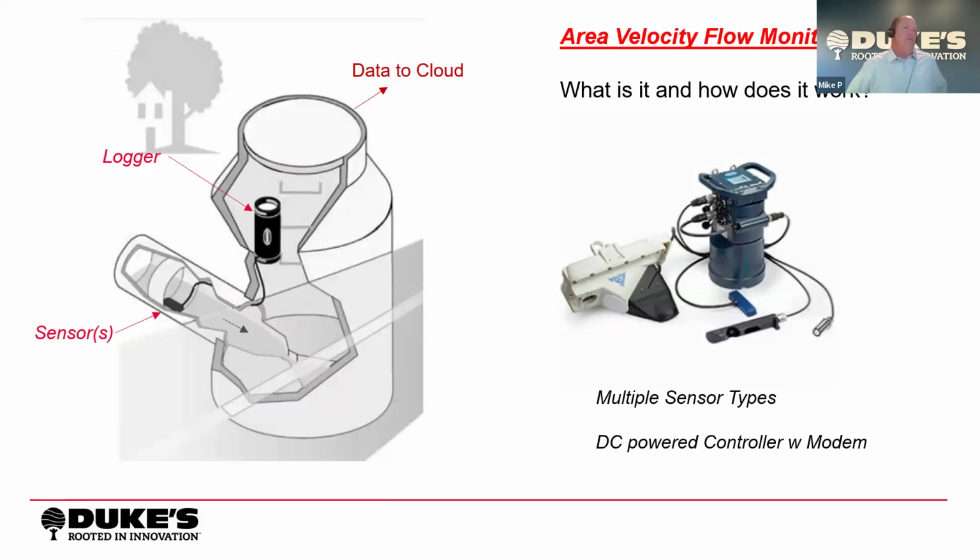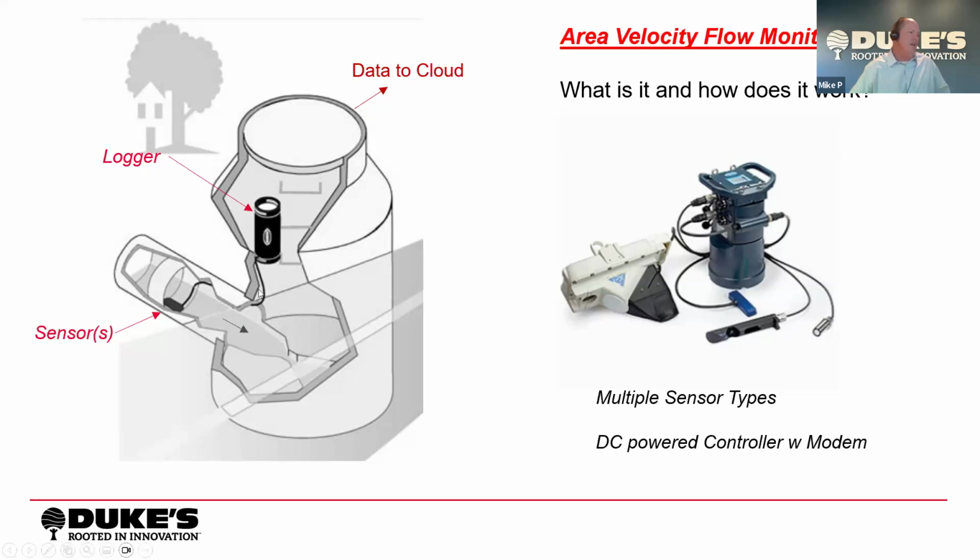This is kind of the basics of open channel gravity or area velocity flow metering. There's lots of industry terminology being used there, but what we're talking about, looking at the diagram over on the left, is measuring the flow flowing through the sewer, and the access point is, for the most part, a manhole. You can see that there's a logger and a sensor, and they're connected via a wire. And then not shown, but with the arrow at the top, would be data to a cloud.